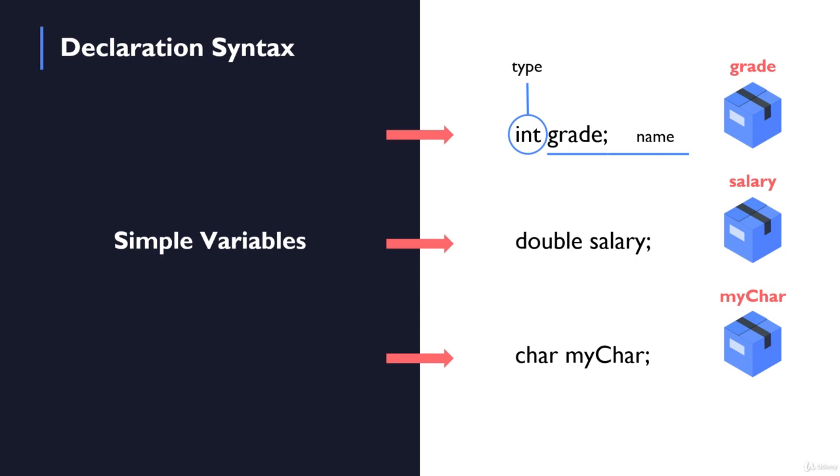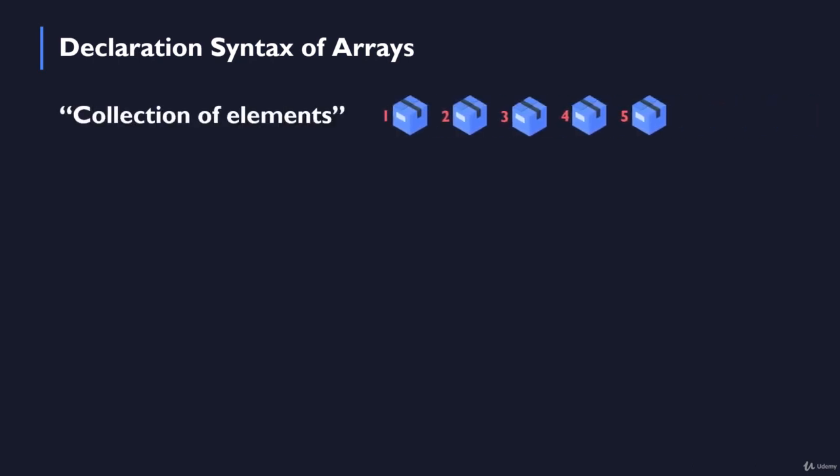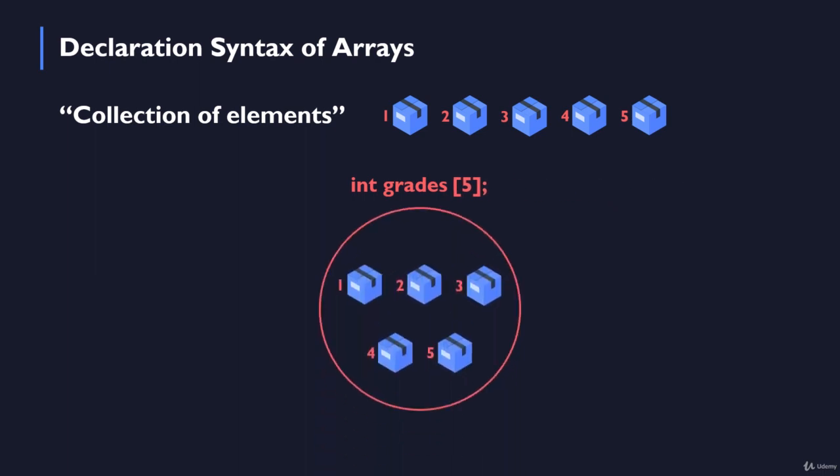And now we are ready to proceed and to talk about how the declaration of arrays looks in our language. So the first thing to bear in mind is the fact that we are creating some sort of collection of elements. And this collection of elements is going to reside under one roof called an array. So similarly to creating a grade variable with just int grade, we will create an array of grades that will hold a collection of grades. And we do so like the following.